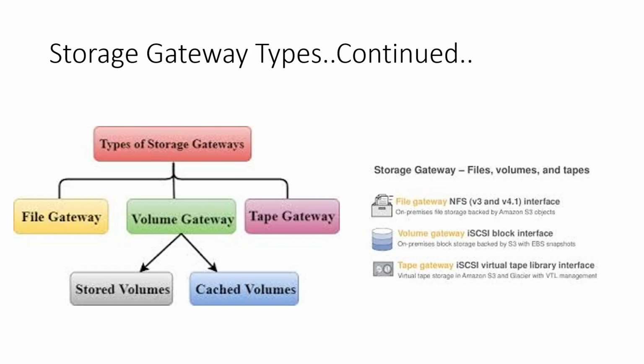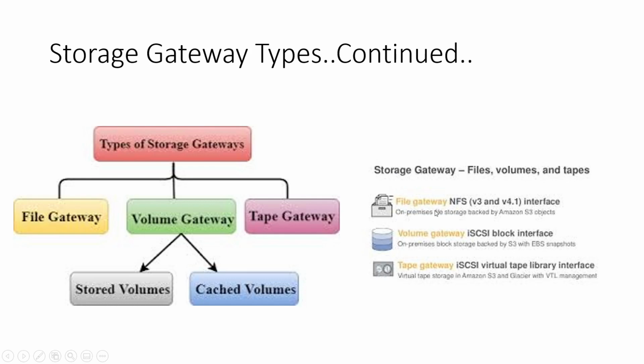Storage gateway types. So these are the storage gateway types as we discussed in the previous slide, but this goes much deeper down the level. So one is file gateway, volume gateway, and tape gateway. So in volume gateway, we have stored volumes and cached volumes.